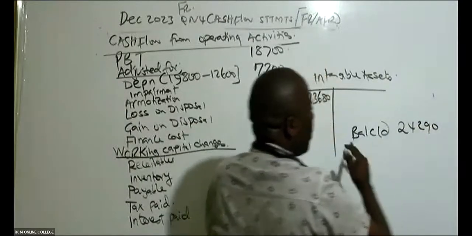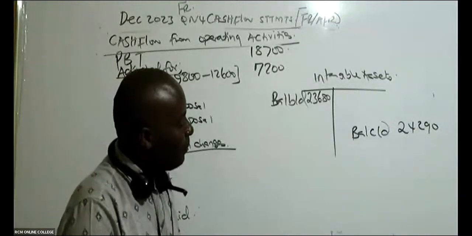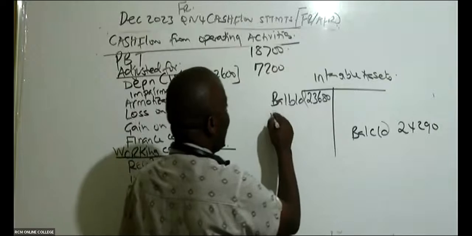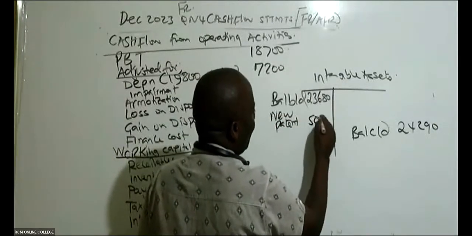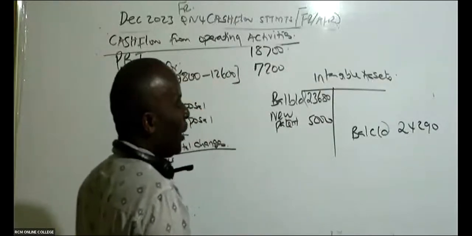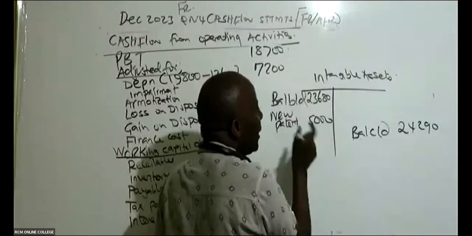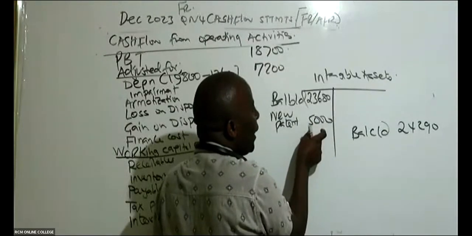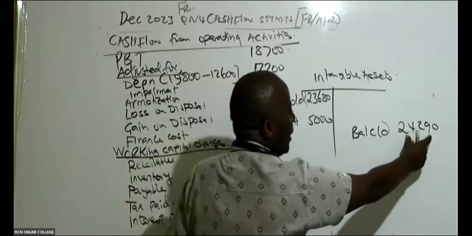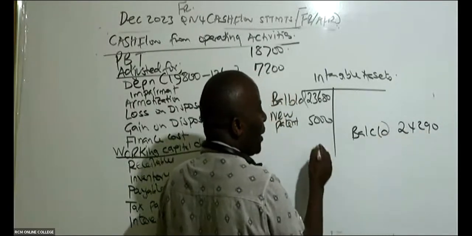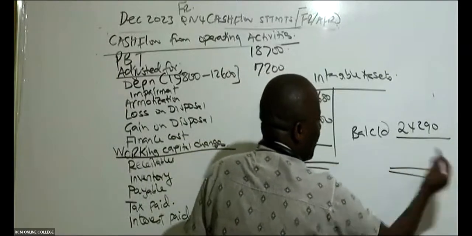24,290. And then I'm told that within the year, we acquired some intangible assets here. So we acquired a new patent. A new patent in terms of thousands was 5,000. So you can see, ladies and gentlemen, by the end of the year, my intangible assets should be 28,680. But in this case here, I can see it has reduced. So the reduction must be what was amortized.